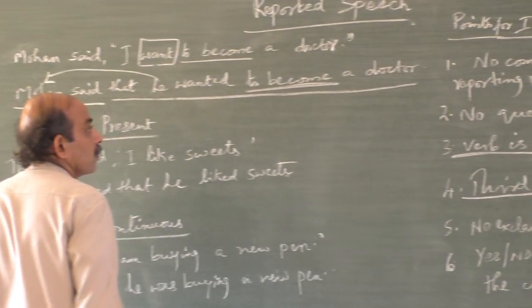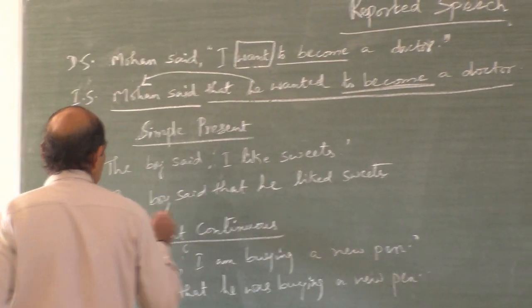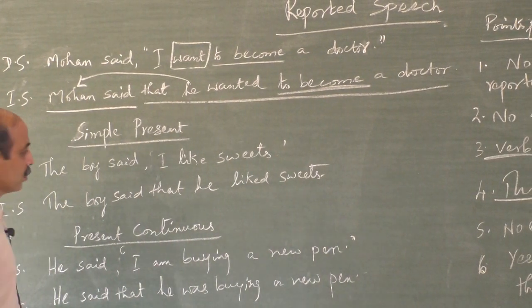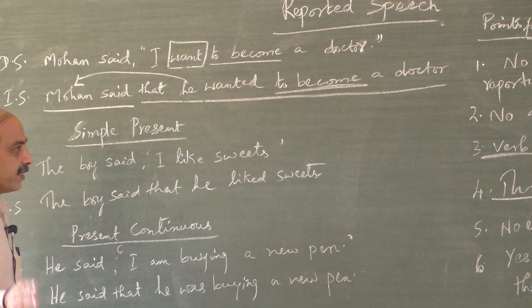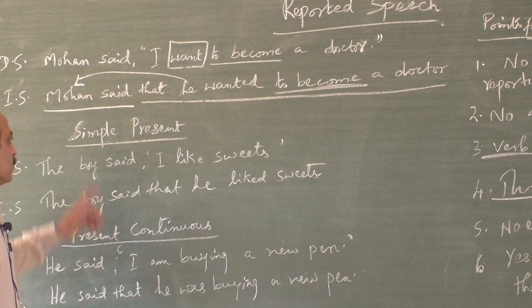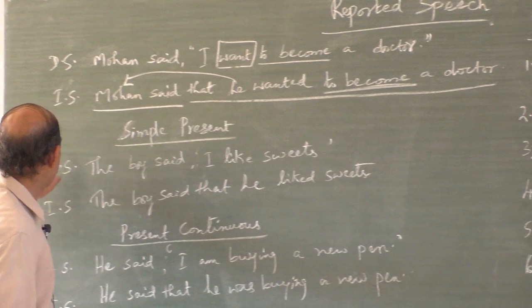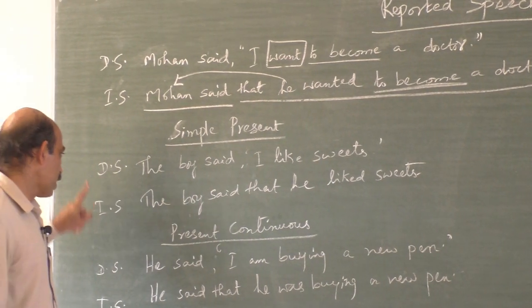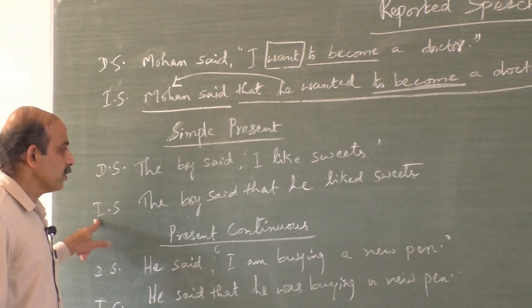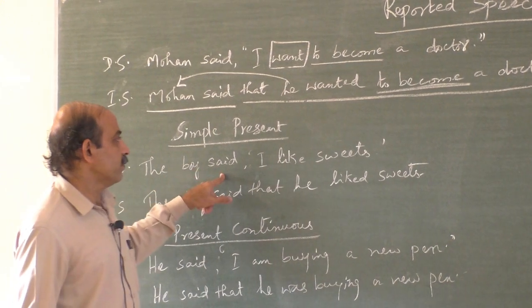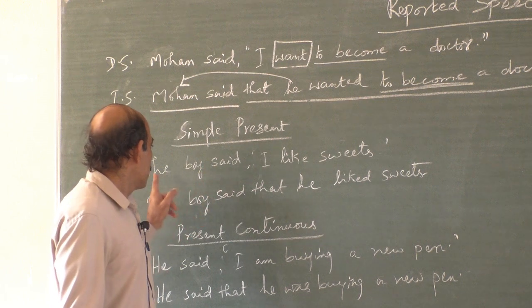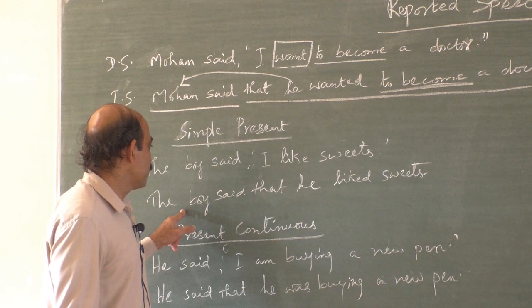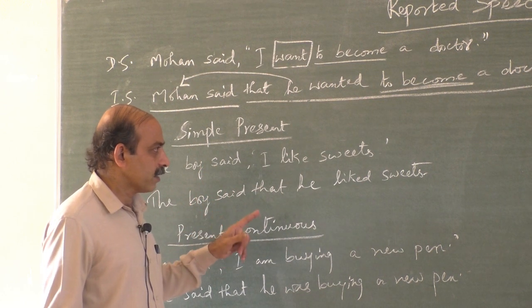Now let us move on to tense, which you are thorough with, because you have already learnt tense, and especially in the first PU tense was taught. Simple present: DS in the sense direct speech, IS in the sense indirect speech. The boy said, "I like sweets," and the same has been reported in indirect speech here: The boy said that he liked sweets.